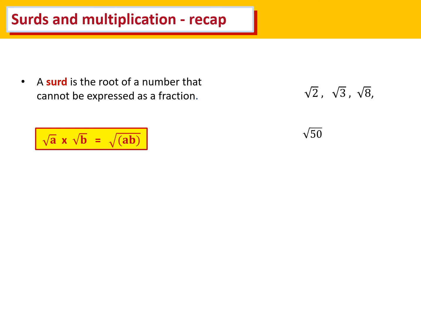So for example, we can write root 50 as the product of two other surds, and we ask ourselves the key question: what is the largest square number that goes into 50? And the answer to that question is 25. So we can rewrite it as root 25 times root 2. And the reason we use square numbers is because when we square root a square number, we end up with a whole number. So we end up with 5 root 2 in this case, and that's our final answer.